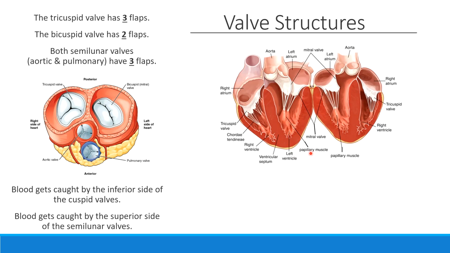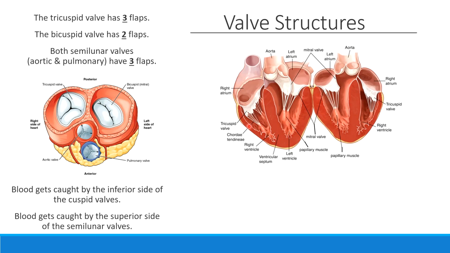Let's look at another weird picture. Now imagine that we slice the heart in half. We have the left side over here and the right side over here. We can see all four of those chambers in this view. So I've got the right atrium and the left atrium where blood comes into the heart. Then I have my left ventricle and my right ventricle.